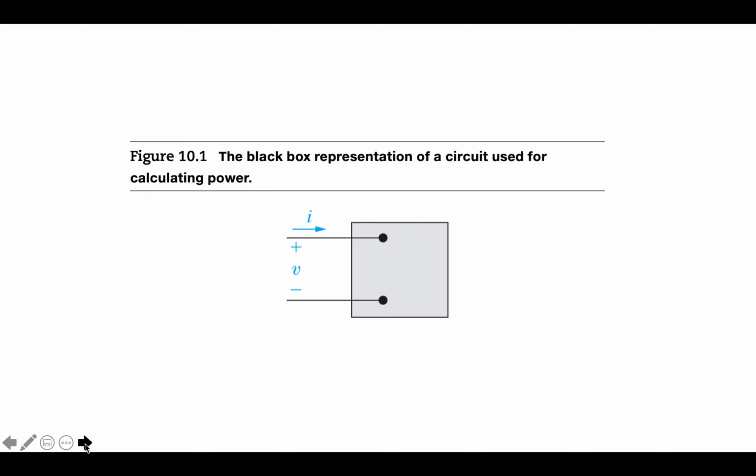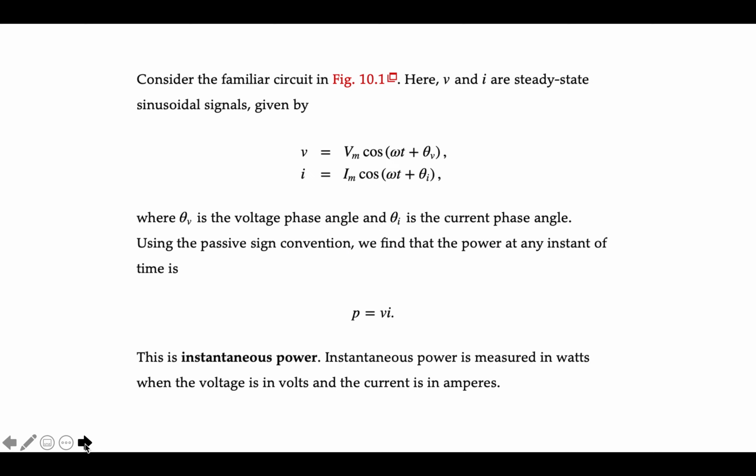So we're just going to use the following representation of a circuit for calculating power, very similar to the one we used at the beginning of the semester when we were calculating power for a DC circuit. An AC voltage and current can be written as follows, where V is some magnitude cosine omega t plus a phase, and I is represented in the same way.